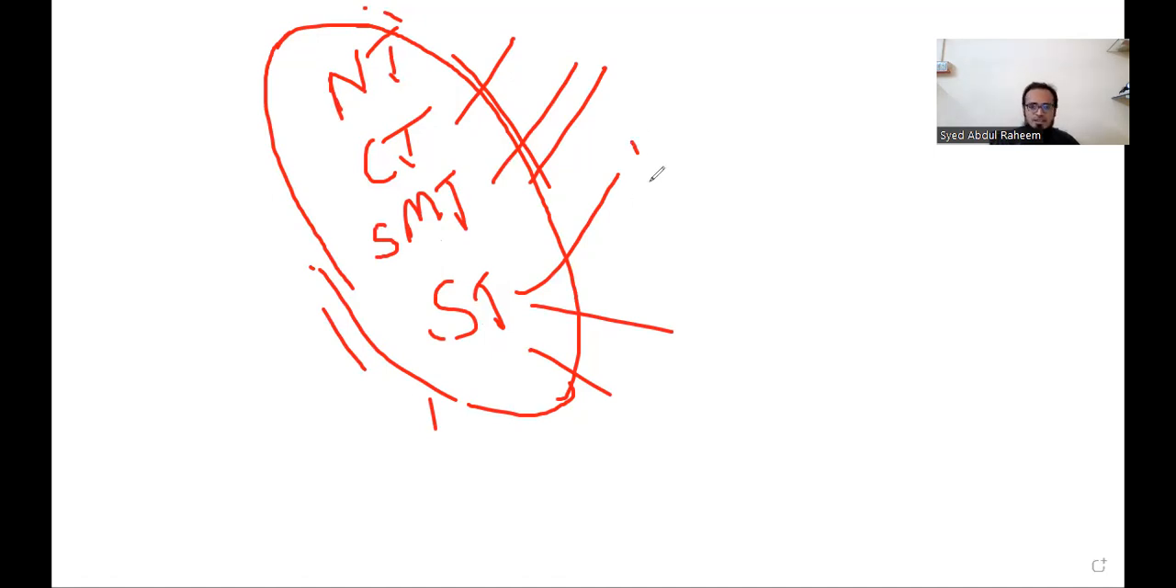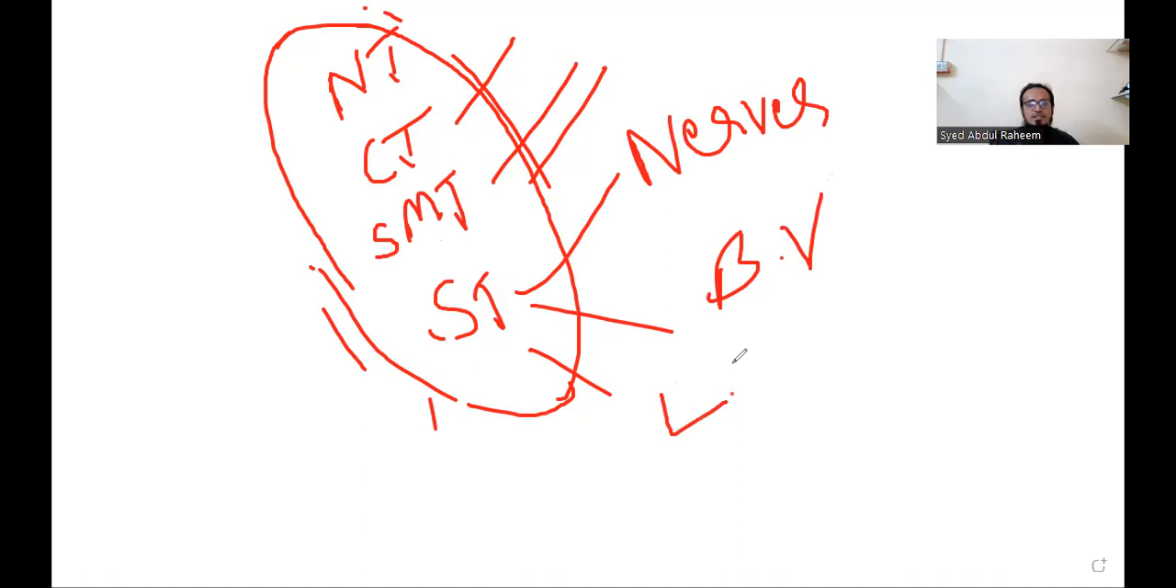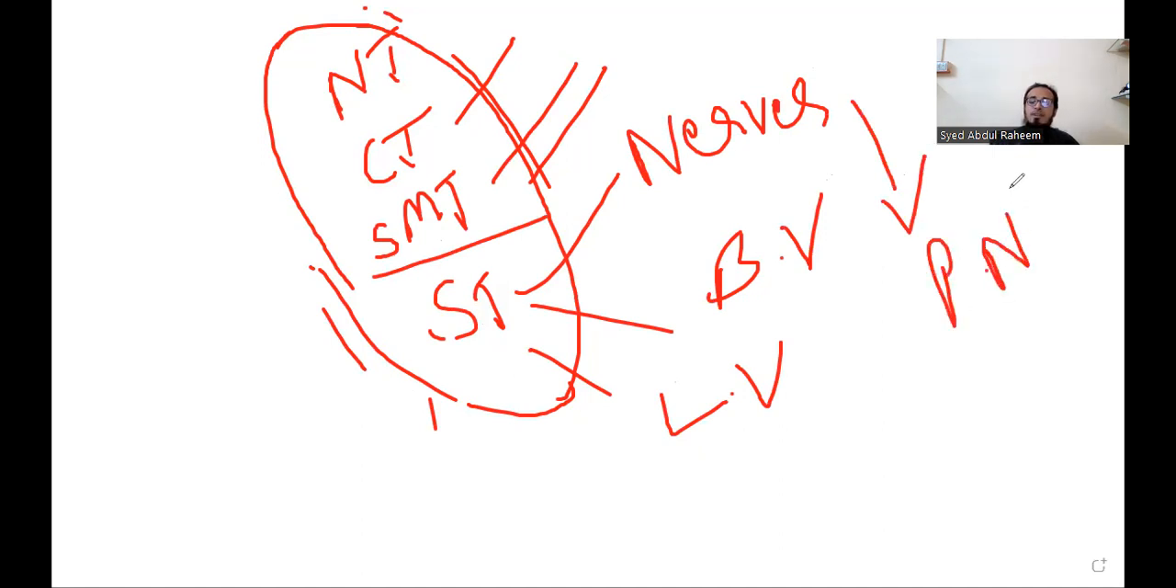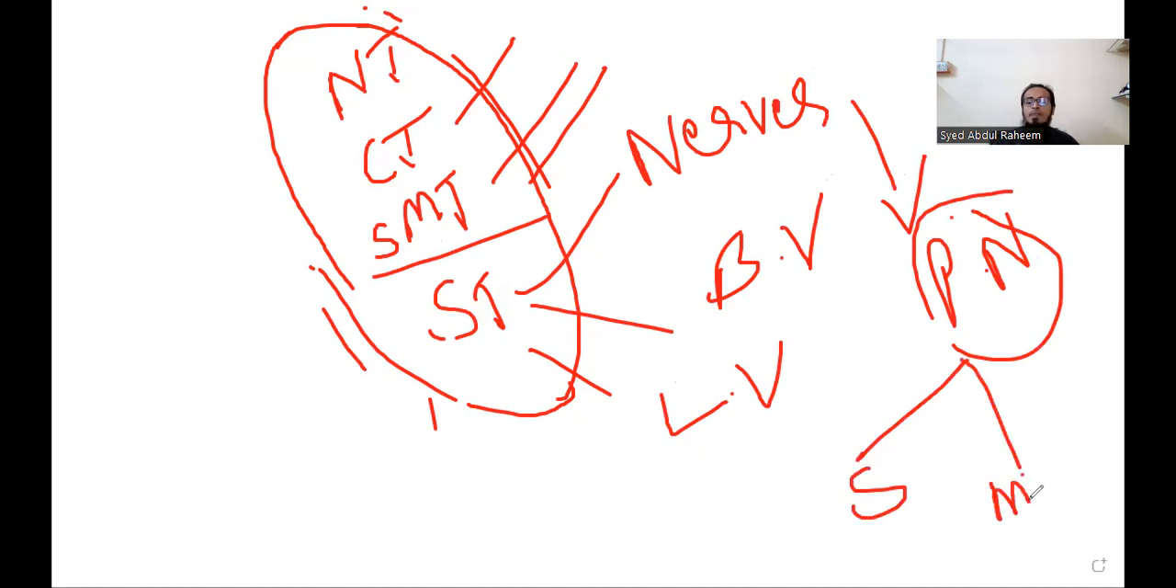all are connected with nerves, blood vessels, and lymphatic vessels. These nerves are peripheral nerves. Peripheral nerves may be sensory and motor. So here everything is connected with nerves, somatic, sensory nerves and motor nerves.